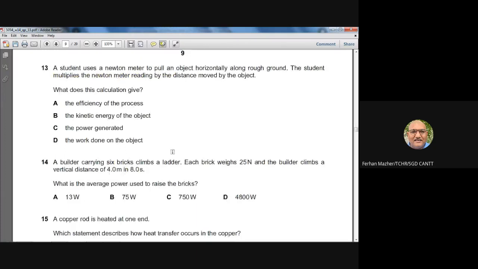A student uses a Newton meter to pull an object horizontally along rough ground. The student multiplies the Newton meter reading by the distance moved by the object. What does this calculation give? The Newton meter gives you the value of the force, and when you multiply force with the distance you move the object, that gives you the work done. Question number 13, D is the right option, sir.